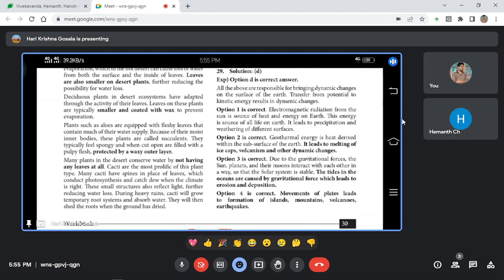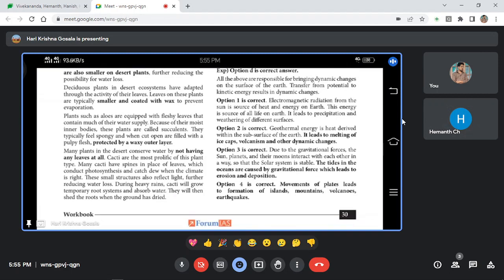Cacti are the most prolific of this plant type. Many cacti have spines in place of leaves, which conduct photosynthesis and catch dew when the climate is right. These small structures also reflect light, further reducing water loss during heavy rains. Cacti will grow temporary root systems and absorb water. They will then shed the roots when the ground has dried.